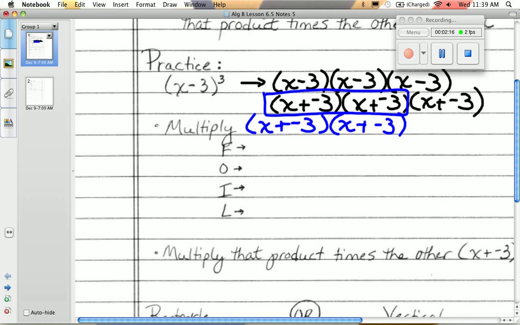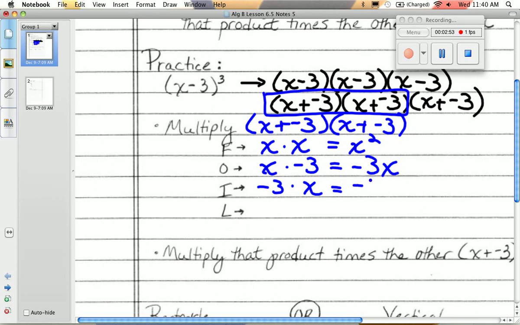So go ahead and FOIL that out because I think we remember how. What is the F step? What does it go? First. So it's x times x, and that is equal to x squared. What's the O step look like? The outer, x times negative 3, the outer terms, which is negative 3x. What's the I step? Negative 3 times x, the inner ones. And that's negative 3x, isn't it?